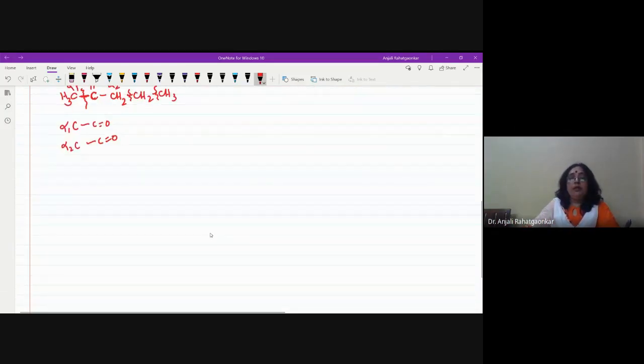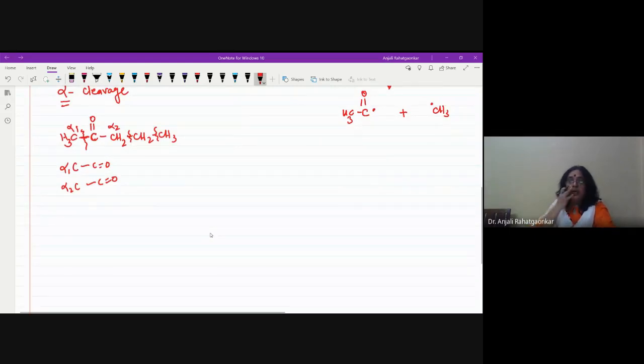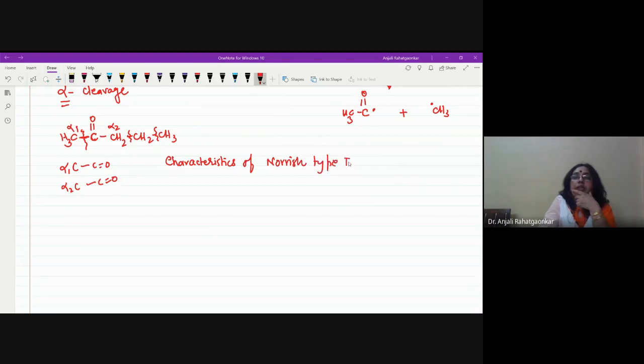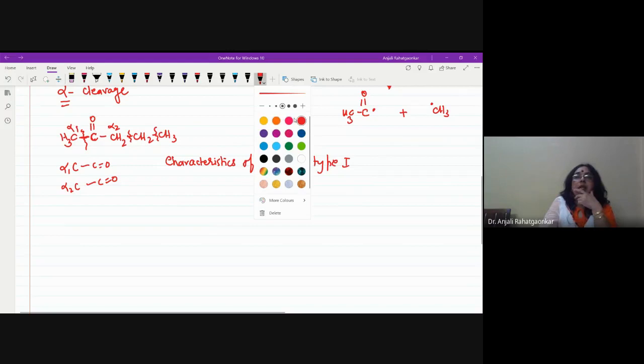So let us see how you can define the Norrish type I. Generally such questions do not come; they just give you some reactions and you have to write down the mechanism. But before that, you must know some characteristics of the Norrish type I reaction. So the key points to be remembered over here. Characteristics of Norrish type I reaction. Now, what are the characteristics? Let us see one by one, as I have already explained.